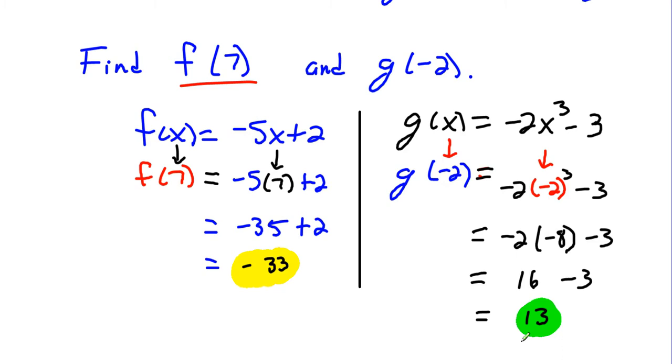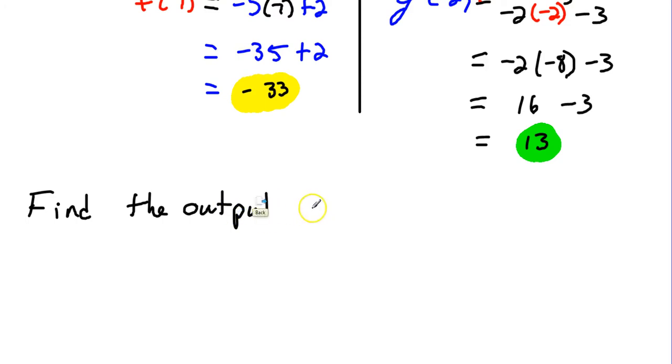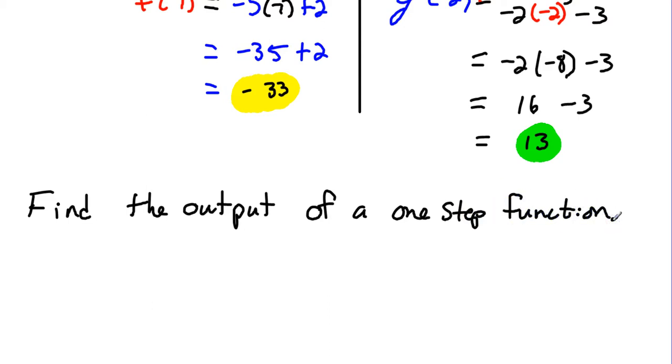Okay, from there, they go to word problems. Now, the word problems are not really that bad at all. I think we looked at a couple of word problems last time. They ask you to find the output of a one-step function. They give you some word problem about a plant that is already 54 centimeters tall. It grows 1 centimeter every day or every month or whatever it is, and they want to know what the height is going to be.